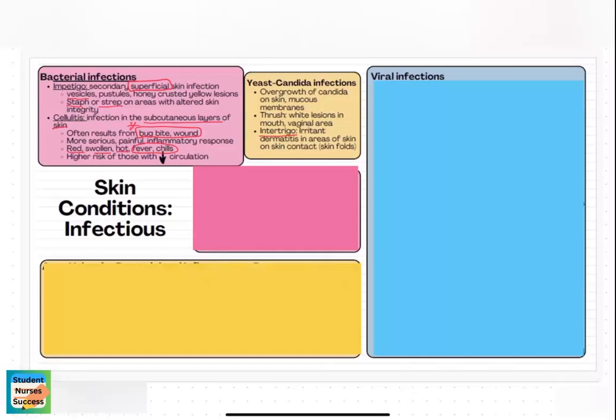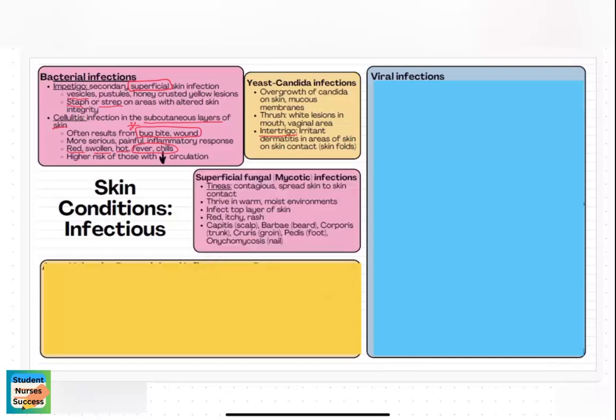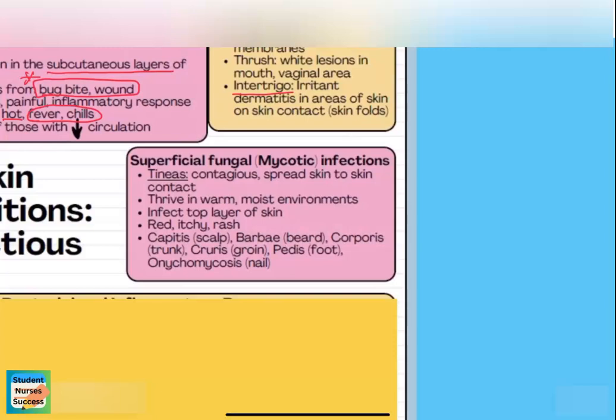Let's talk about superficial fungal infections next. So we have fungal infections, and sometimes we call these mycotic infections. The mycotic infections are often referred to as the tineas as well. So there you go, three different names for about the same thing. These are mycotic or fungal infections that are superficial. So they're just growing on the outer layers of the skin.